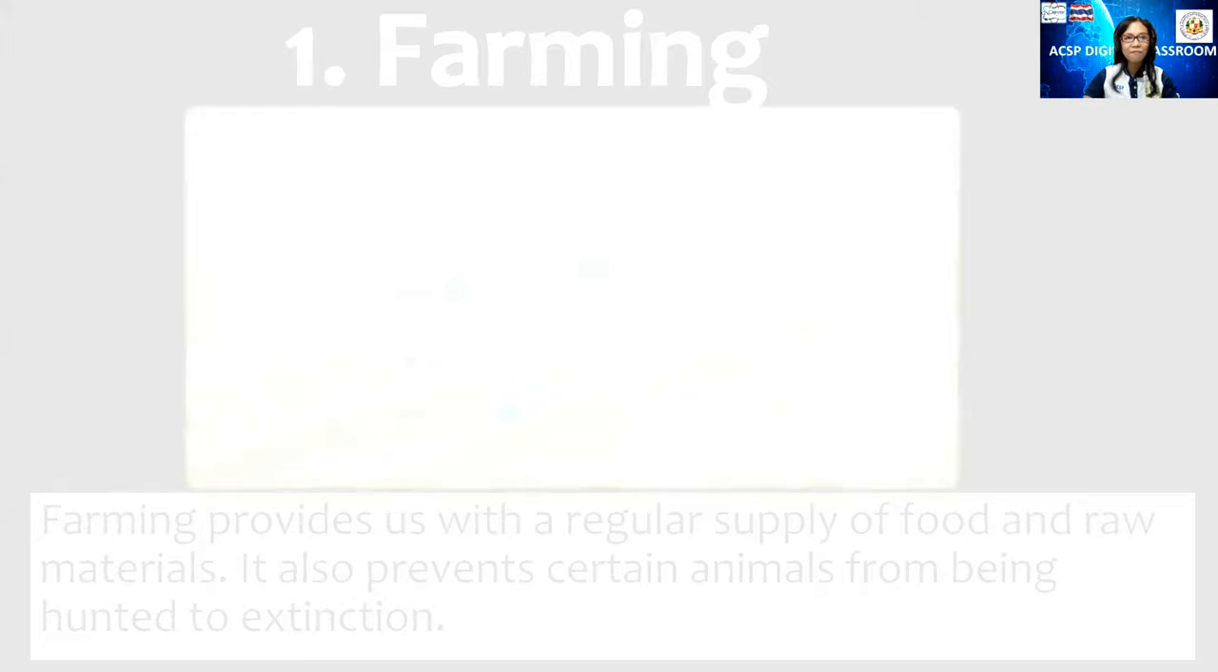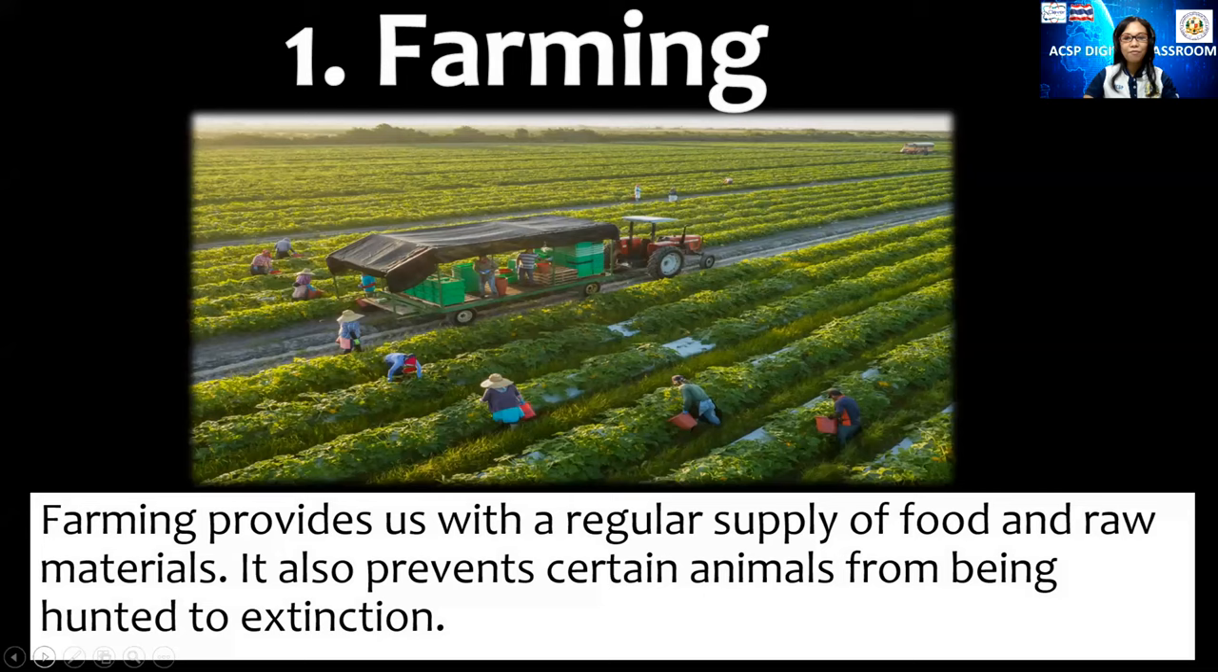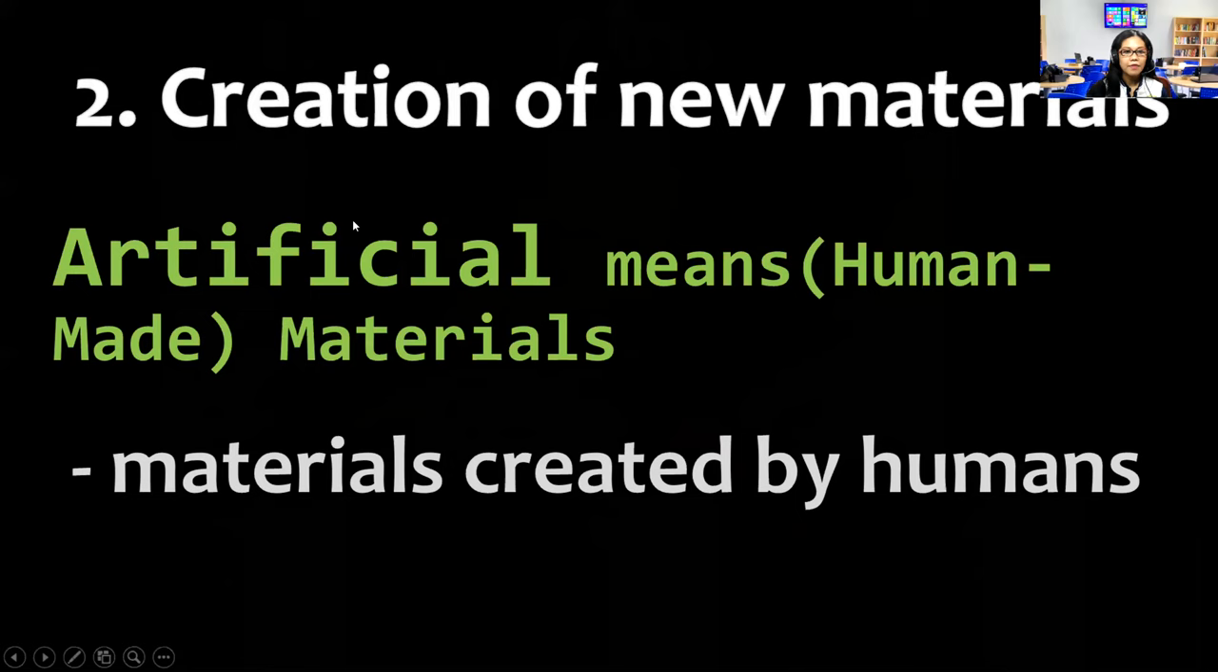Okay, so what is farming? Farming provides us with a regular supply of food and raw materials. It also prevents certain animals from being hunted to extinction. That is a good thing about farming. That is why it is a positive impact in our environment.